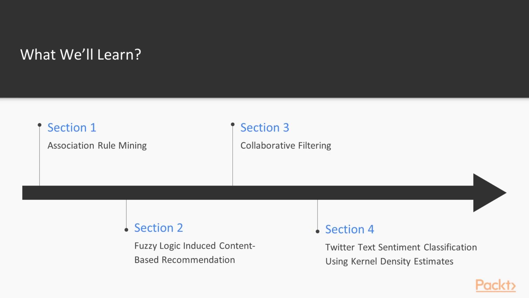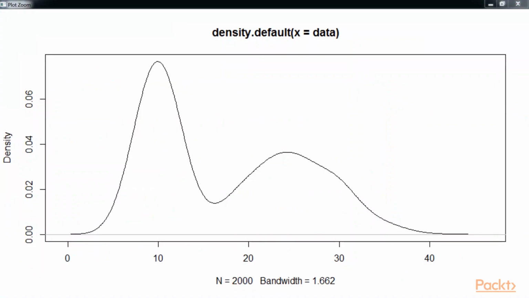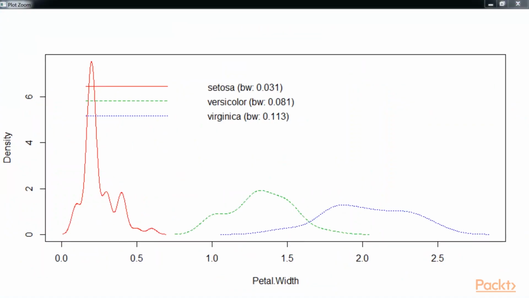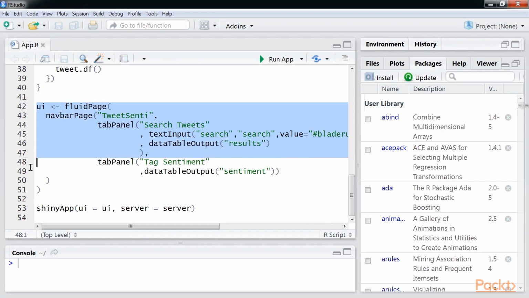Section 4, Twitter text sentiment classification using kernel density estimates, shows the ability to process Twitter data in R. We introduce Delta TF-IDF, a new metric for sentiment classification. We leverage the kernel density estimate-based naive Bayes algorithm to classify sentiments.